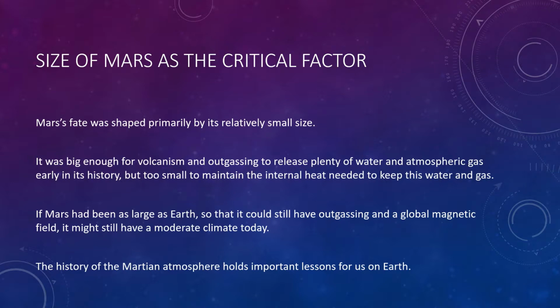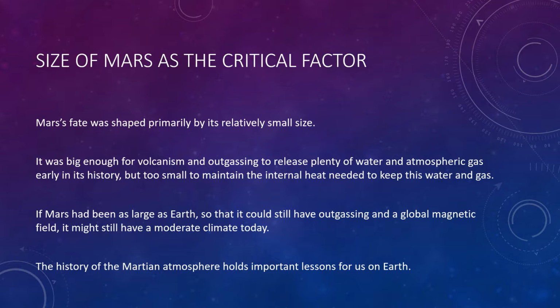Summarizing these ideas, we conclude that Mars's fate was shaped primarily by its relatively small size. It was big enough for volcanism and outgassing to release plenty of water and atmospheric gas early in its history, but it was too small to maintain the internal heat needed to keep this water and gas. As its interior cooled, its volcanoes quieted and released far less gas, while its relatively weak gravity and the loss of its magnetic field allowed existing gas to be stripped away into space.